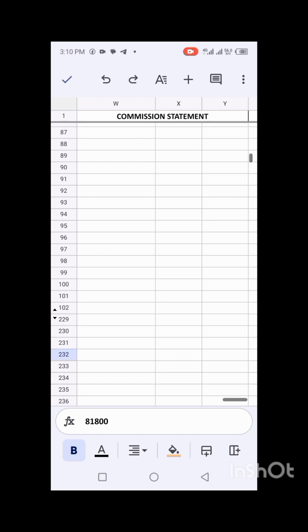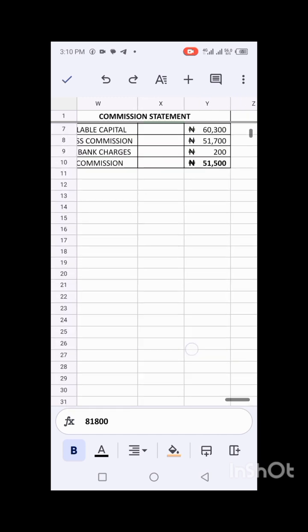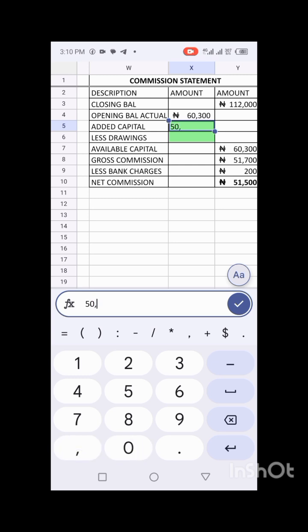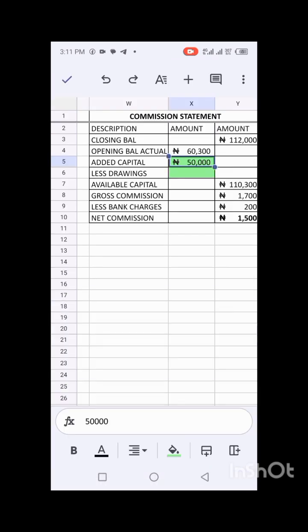Okay, so let's come to your commission statement. In this statement, you have to make two entries only. If there is an additional capital, since we have an additional capital of 50,000, as you're closing this account, you make that entry here as well: 50,000. There is no cash withdrawn from the business for other activities. That is less drawing. So since there is none, we're not going to make that entry.